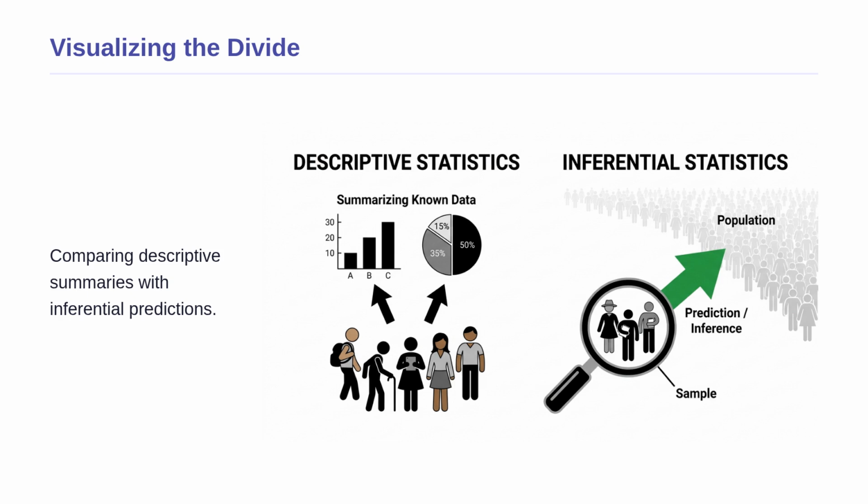On the right side, we have inferential statistics. Here, we take a small sample, represented by the people inside the magnifying glass, and we use them to make a prediction, shown by the green arrow, about the massive, faded population in the background. This is the leap from known to unknown.